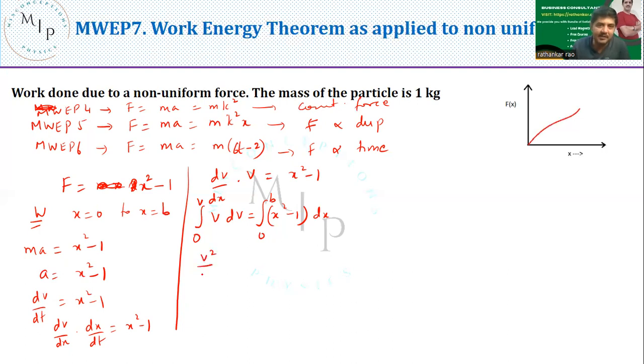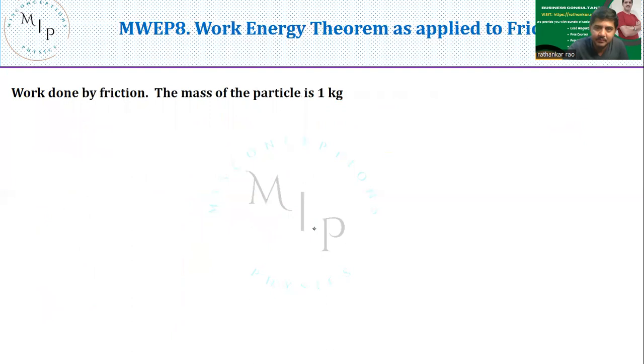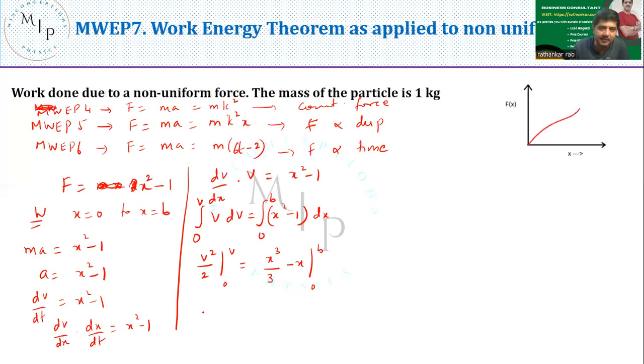Integrating this, you get v square by 2, limits 0 to v, is equal to x cube divided by 3 minus x, and limits will be 0 to b. Just a moment, let me pull these two to the top. Now apply the limits. What do you get? V square by 2 is equal to b cube by 3 minus b, substituting b for x.